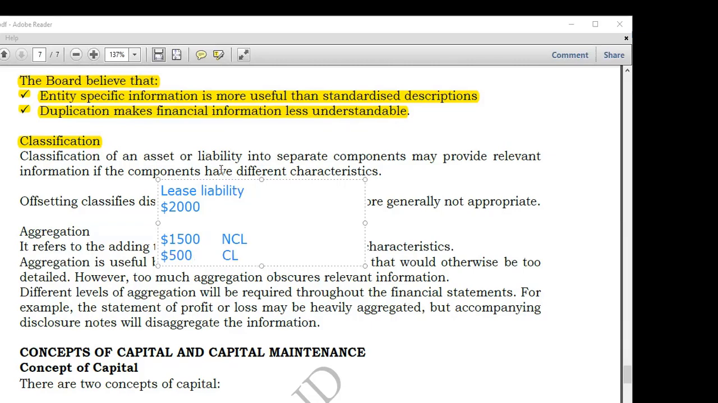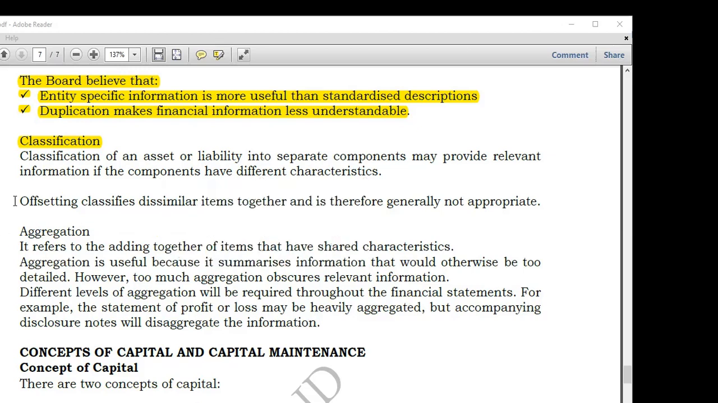That's why we say classification of an asset into separate components may provide relevant information if the components have different characteristics. So it's just something like that. You have to know that. And then we say offsetting classifies dissimilar items together and is therefore generally not appropriate. Of course, by offsetting, you have an asset and a liability that are related, and you say, oh, I do not need to show them separately. Since they are the same thing, let me just cancel them out and show a single line item.